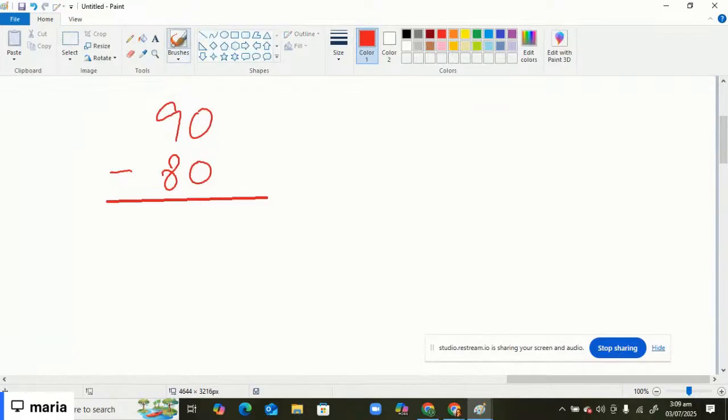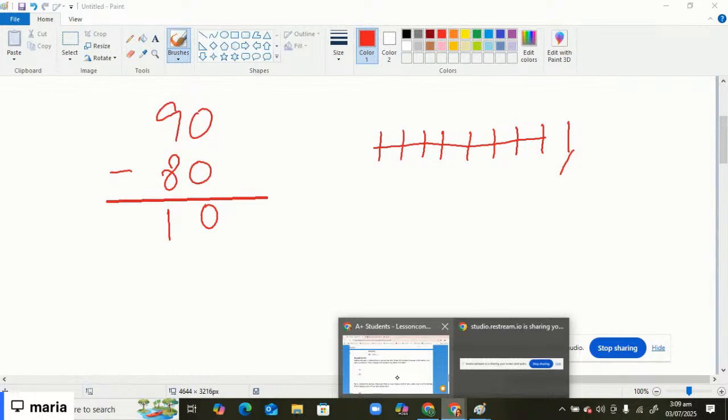0 minus 0 is 0. Now 9 minus 8, what is the answer? So draw 9 lines. Let's do it. 1, 2, 3, 4, 5, 6, 7, 8, 9. Now we erase 8 lines. 1, 2, 3, 4, 5, 6, 7, 8. How many lines are left? Only 1. So the answer is 10.